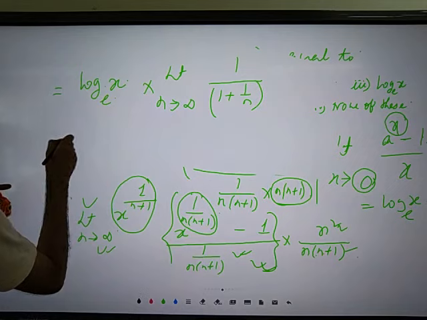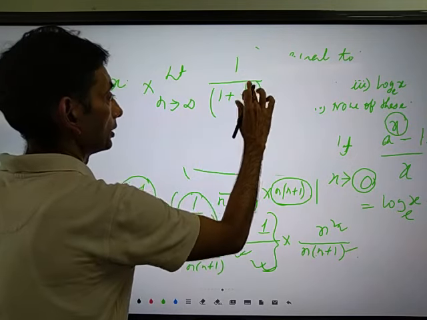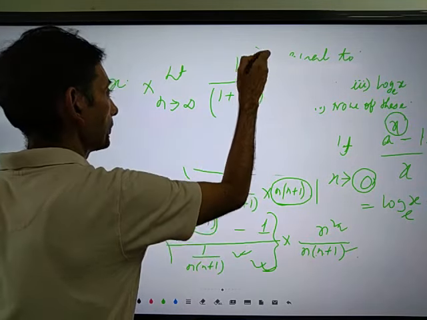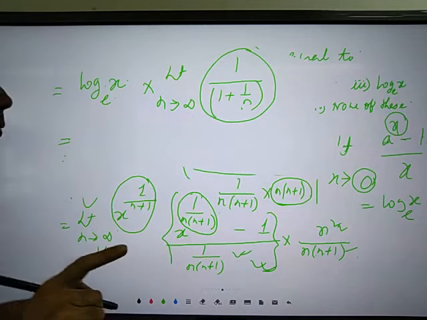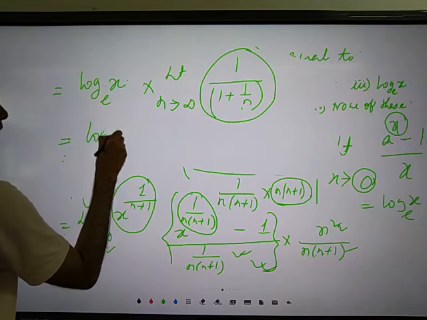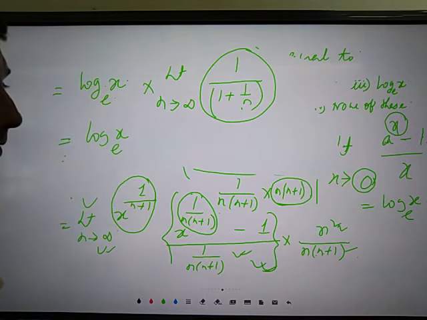Now in case we take the limit as n tends to infinity, 1 by infinity will be 0. In fact, this will give you only 1. So the answer is log x to the base e.